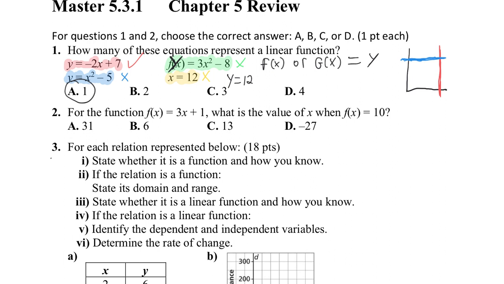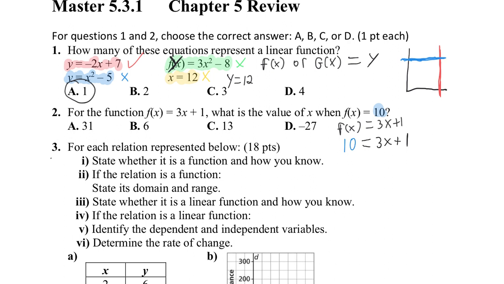So I can rewrite that equation. f of x equals 3x plus 1. I replace my f of x with the value we have right here that I'm going to highlight in blue, 10. So f of x is equal to 10. So 10 is equal to 3x plus 1.